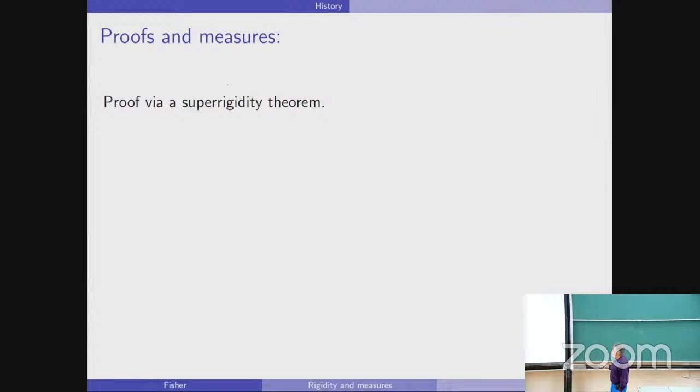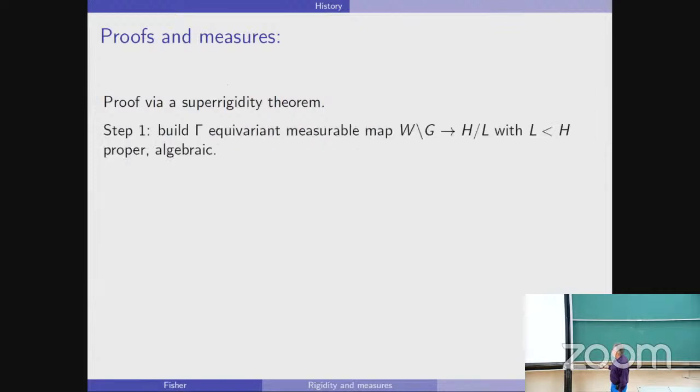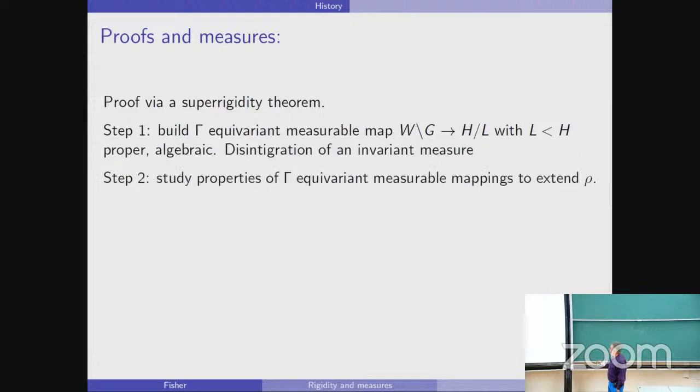So the proof is via a superrigidity theorem. And the first step is, we take this invariant measure from the last slide, and we do the same thing I talked about before, and we turn it into an equivariant map from G mod W, which is now a non-compact algebraic variety, to some other algebraic variety. And we now turn this into a problem of studying measurable maps between algebraic varieties, which is a subject in its own right, in which we use many techniques. And this map just again comes from disintegration of measures and some fairly standard yoga and a few other things.